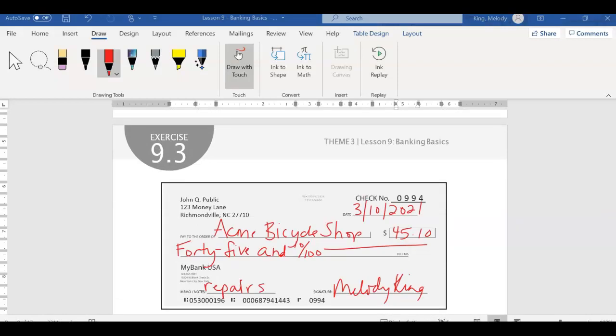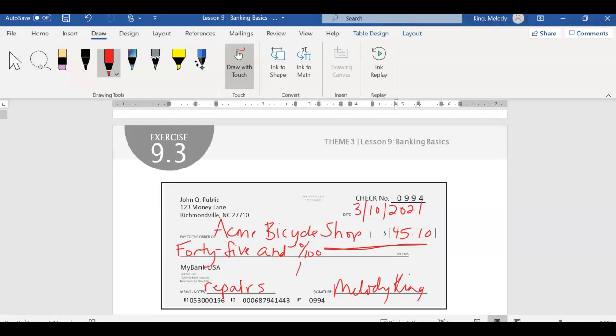All right, so here is what your check should look like. I've already got it filled out here. I wrote who the check is going to, the Acme Bicycle Shop. I put my amount, and then I spelled out the amount here in the second line. And it's important that you draw this line here to fill in the rest of the line. You don't want anybody to get a hold of your check and add anything to that line and make it for more than it's supposed to be.